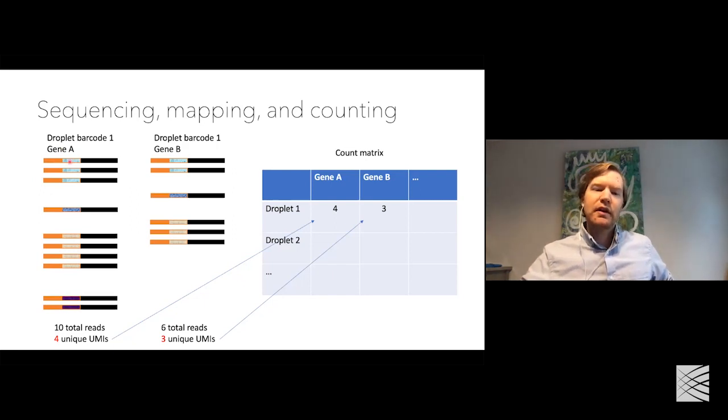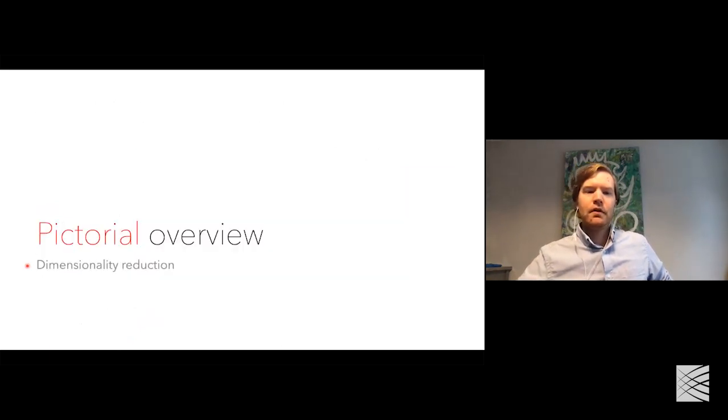So the idea is to count how many unique ones of these we have as a proxy for how many original molecules there were, rather than counting the full 10 here in this case, which is more a reflection of maybe PCR amplification bias than it is of the biology. Great, thank you very much.